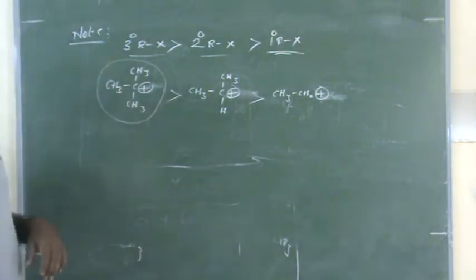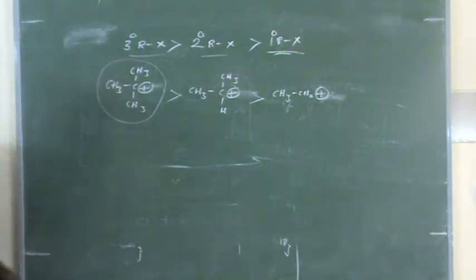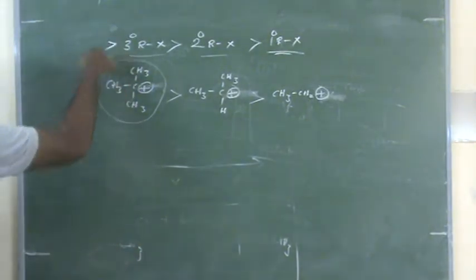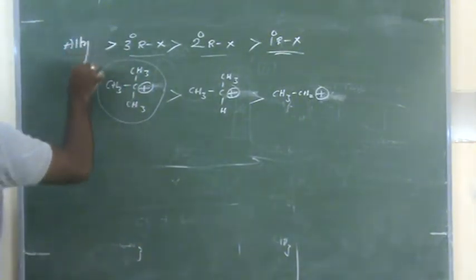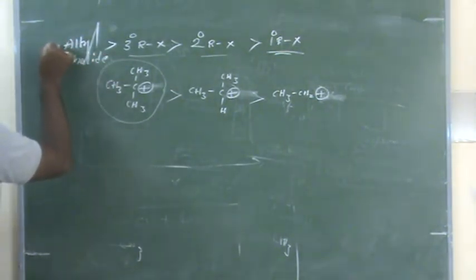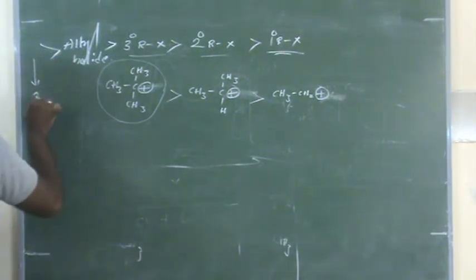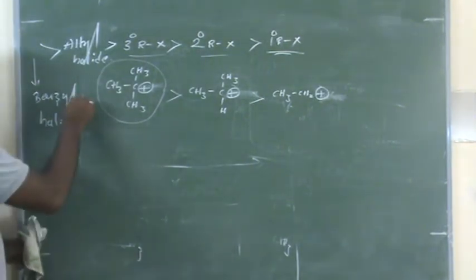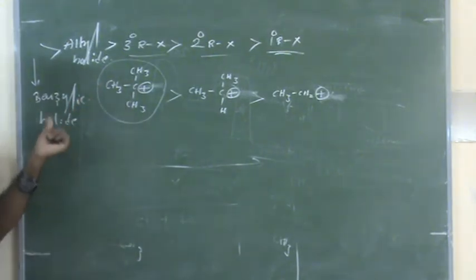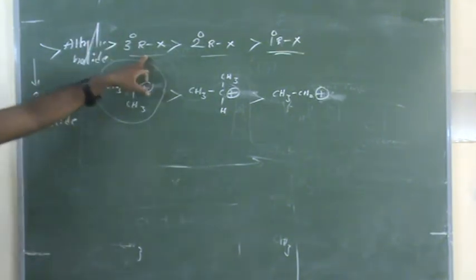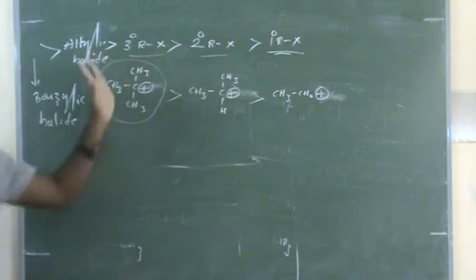So when compared to the tertiary alkyl halide, there are also allyl halides and benzyl halides. In the classification we will discuss what the benzylic halide is, what the allylic halide is, allyl halides or allylic halides, and tertiary alkyl halide, secondary and primary. This is classification, which we discuss separately.